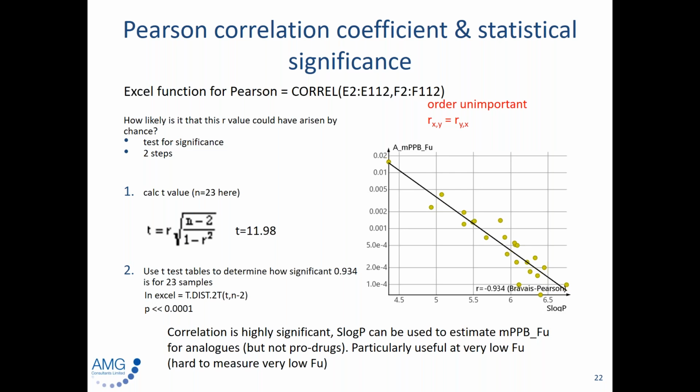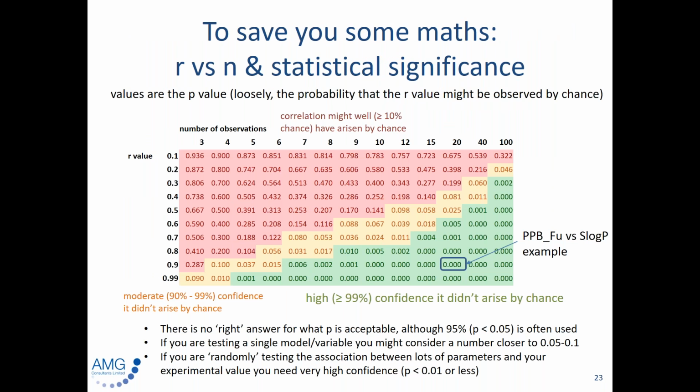So all of this calculation might be a bit of a bore. I have produced a table which hopefully will make things a bit simpler and save some maths of R versus N and statistical significance. So the values are the p-value, and loosely that's the probability that the R value might be observed by chance. So where you've got very low values, then you can be pretty confident that that didn't arise by chance, and there is a real correlation between the two things that you're plotting.